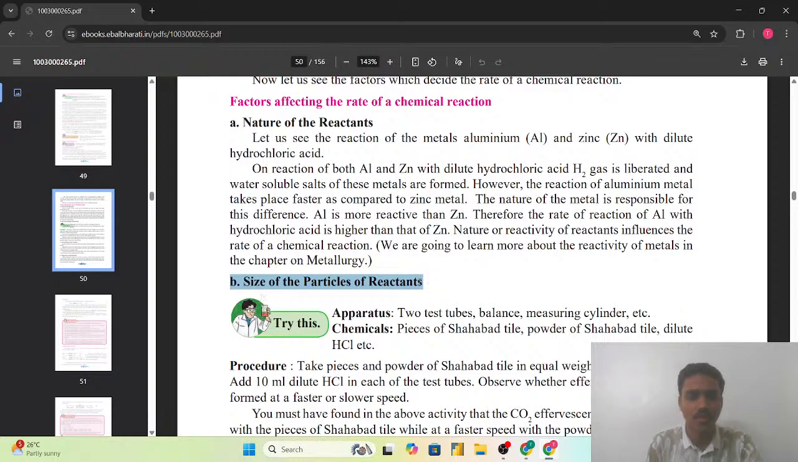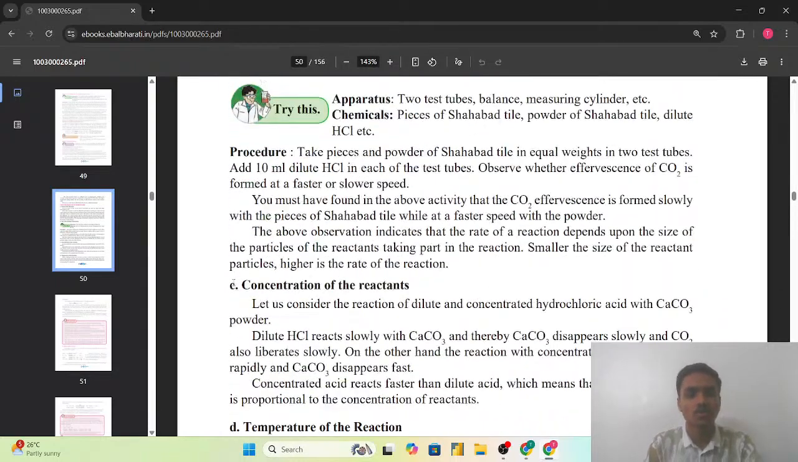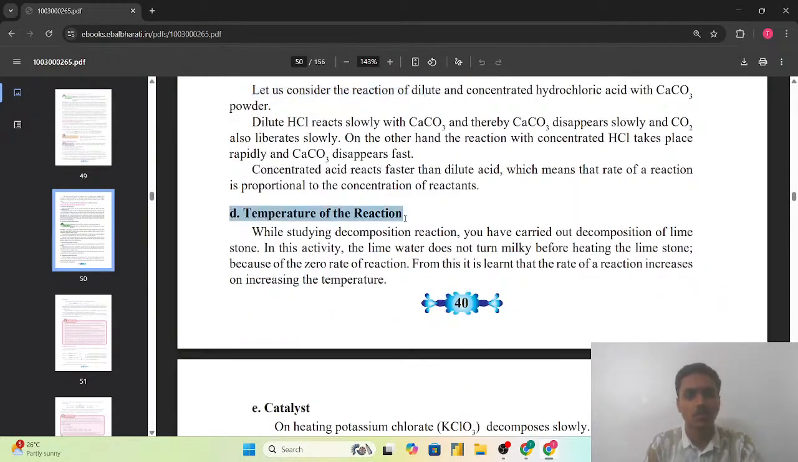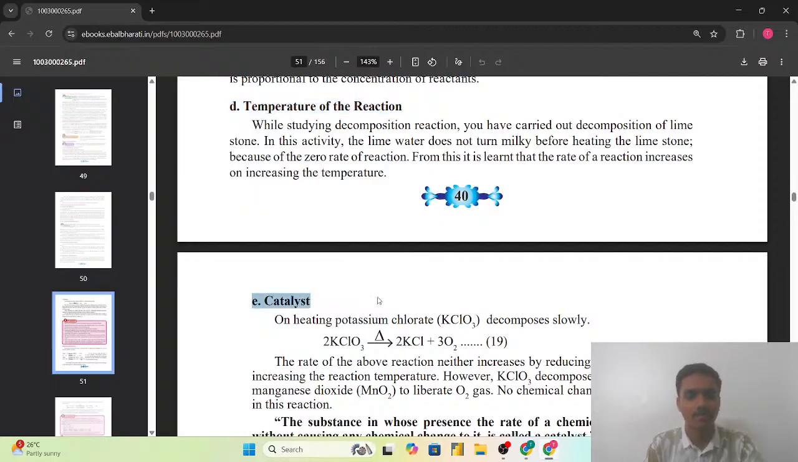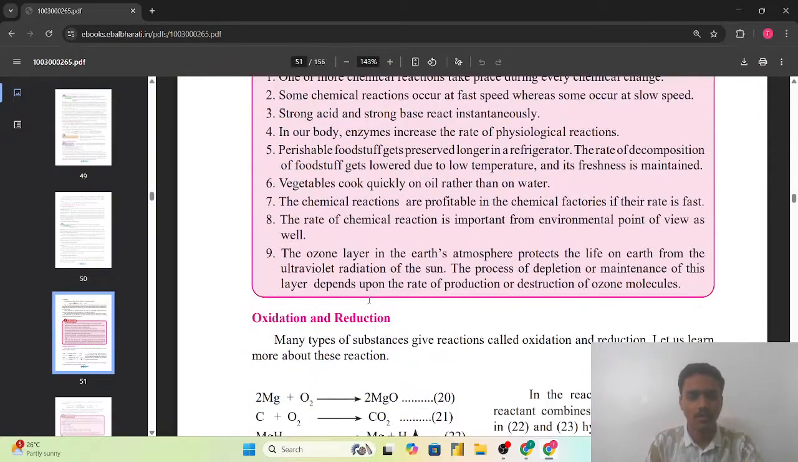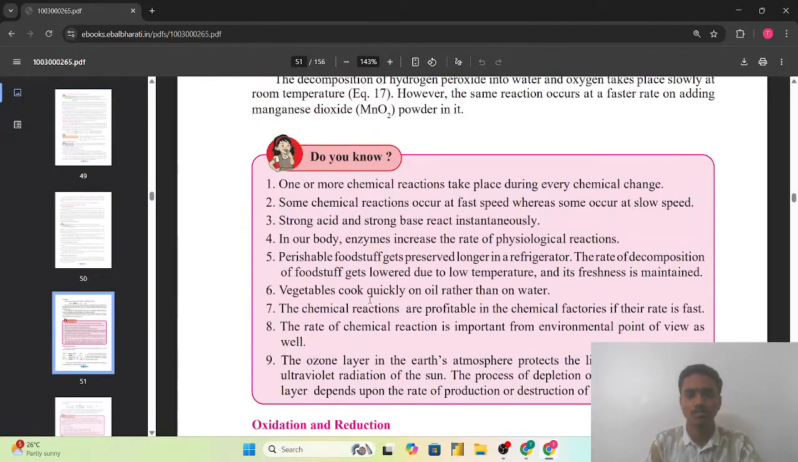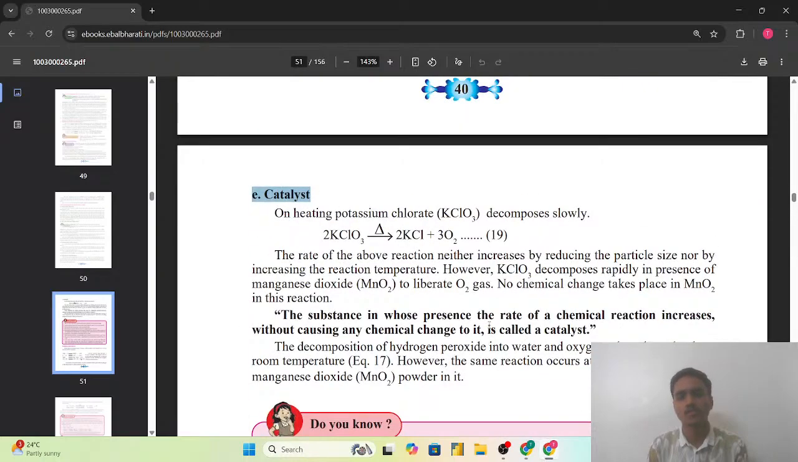So basically, first is the nature of the reactant, then second is the size of the particles of the reactant, concentration of the reactants, temperature of the reaction, catalyst. These are all the factors that were actually playing an important role in either increasing the speed of the reaction or decreasing. So we have seen various different examples and we have understood about that.